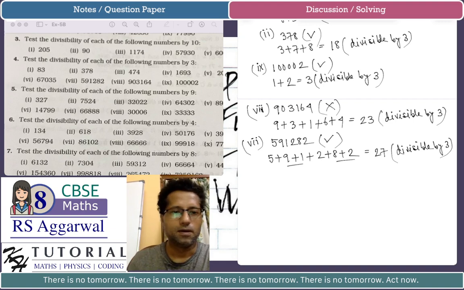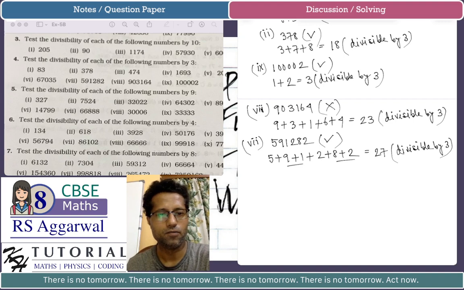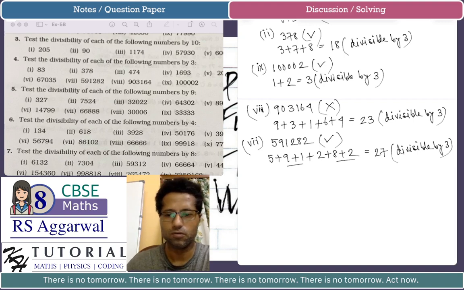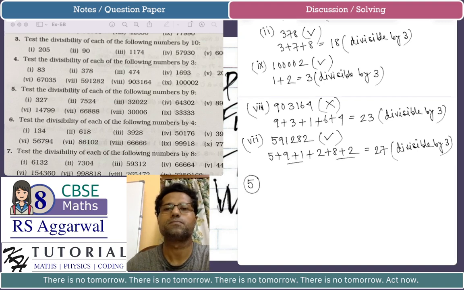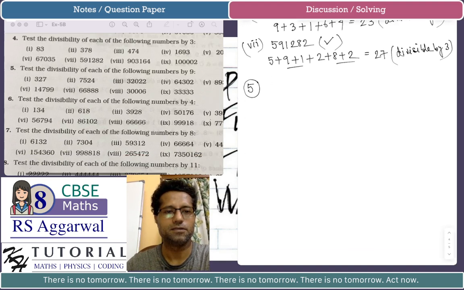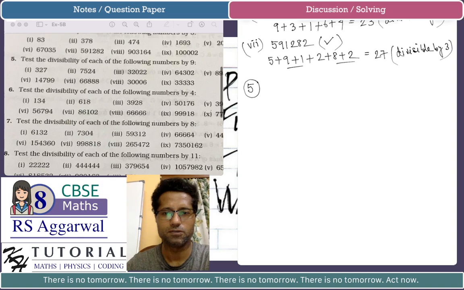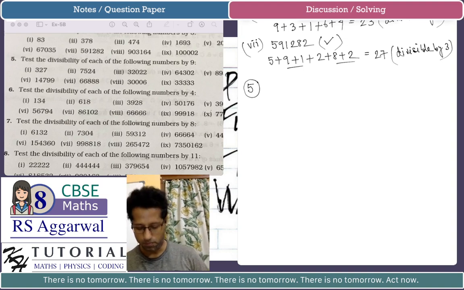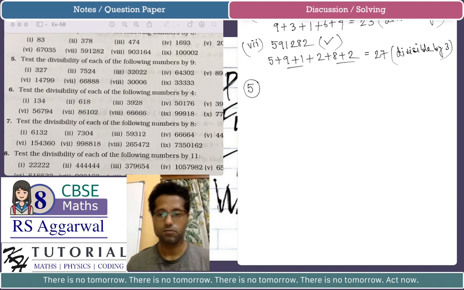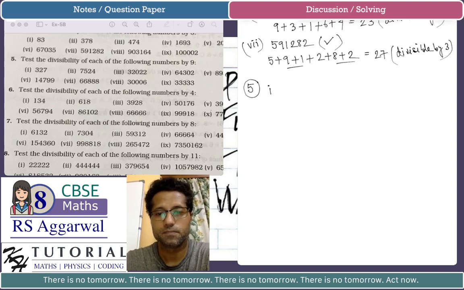Okay. I won't check any other numbers. Let's go to problem number 5. Test the divisibility of each of the following numbers by 9. A number is divisible by 9 by the same concept: the sum of the digits of the given number should be divisible by 9. Let's do a few of them.